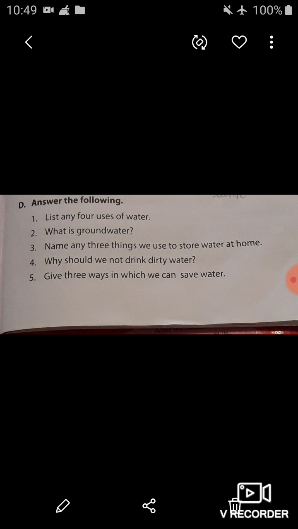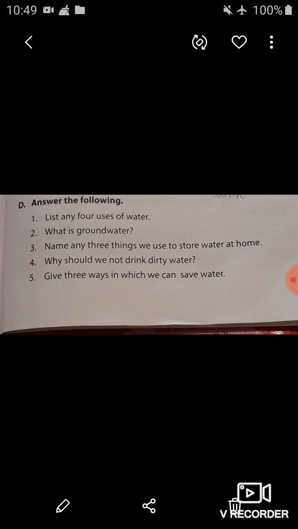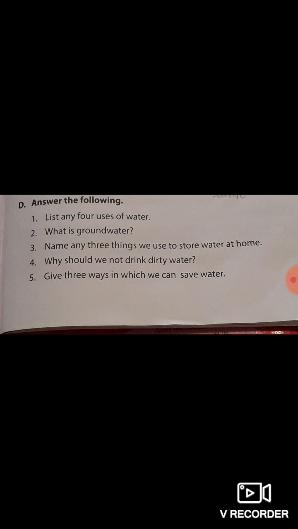Now let's come to question number 5. Give 3 ways in which we can save water. So students, here you have to write 3 ways in which we can save water. The first one is by storing rainwater. The second one is closing the tap when not in use. The third one is by fixing the leaking taps or pipes.